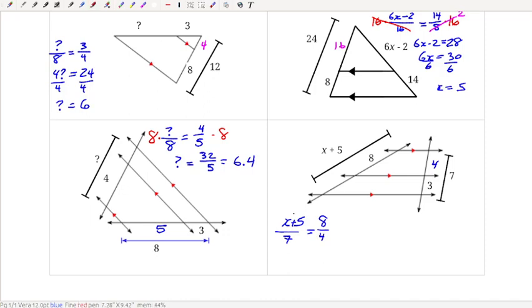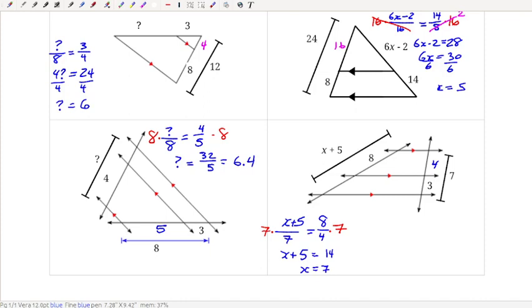And again, you can either cross multiply and then divide out later, or because I put the x plus 5 on top, I'm going to just multiply by 7 on both sides. So I wrote 4. Multiply by 7 on both sides, and that will get me what x plus 5 is equal to. So x plus 5 is equal to, type that into your calculator, or you can do in your head, 8 over 4 is 2, times 7 is 14. And then subtract the 5 to get x equals 7.